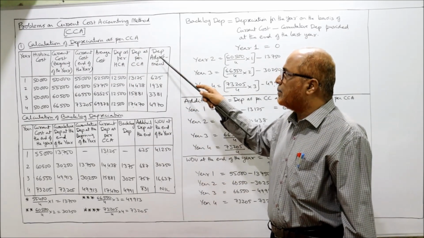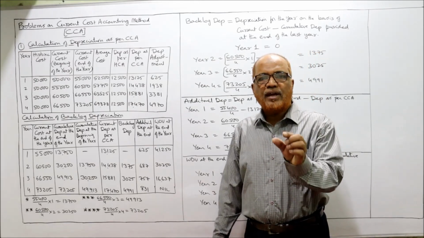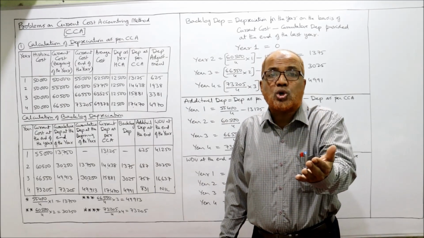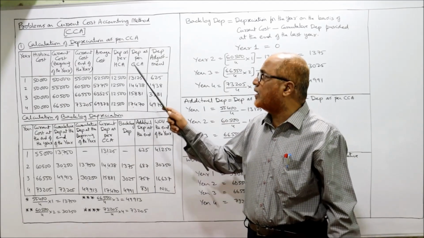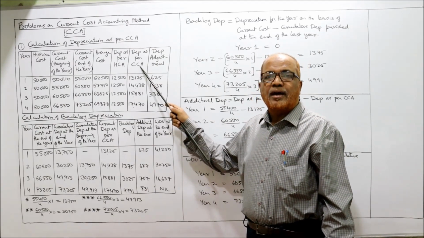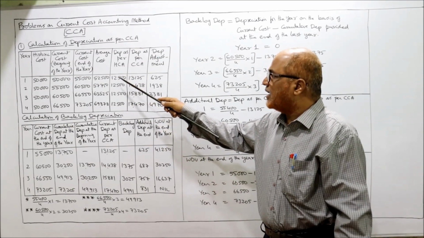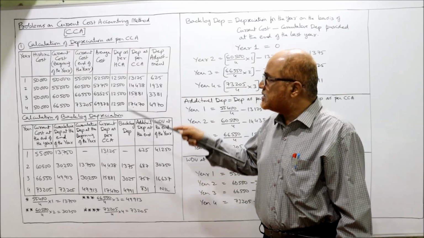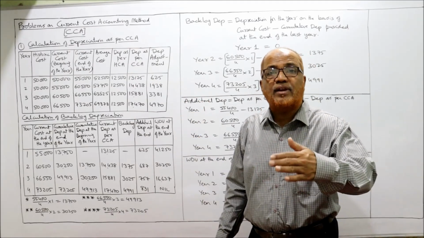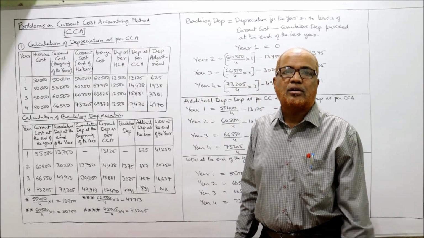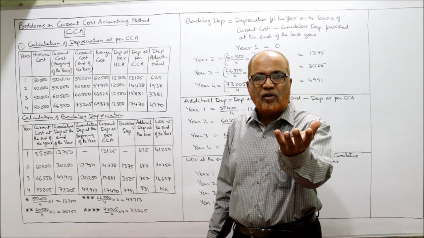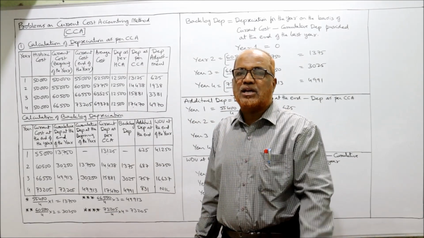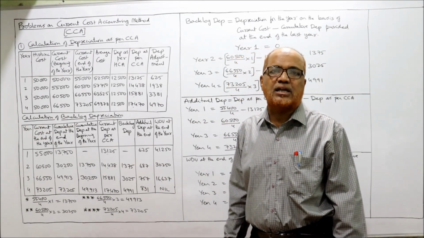Now additional depreciation adjustment. Every year we have to adjust for the extra depreciation to be provided according to CCA. According to HCA, every year depreciation is the same. But according to CCA, the depreciation is increasing every year because of inflation. Because of inflation, the value of the machine is increasing. When the value of the machine increases, the depreciation will also increase.